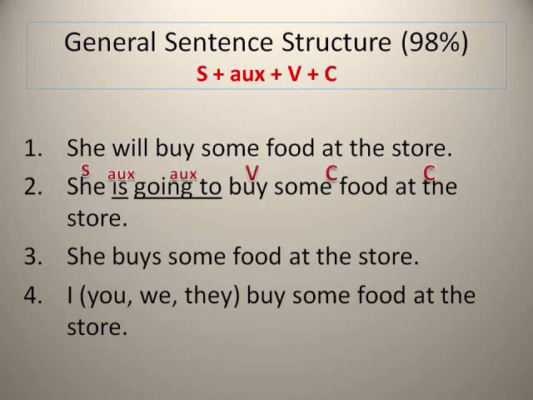Now let's take a look at the second sentence. She's going to buy some food at the store. The information is essentially the same. It's exactly the same, as a matter of fact, except for the fact that we're using be going to. In this case, you will notice that we have two auxiliaries instead of one. Is is one, and going to, I consider another auxiliary.